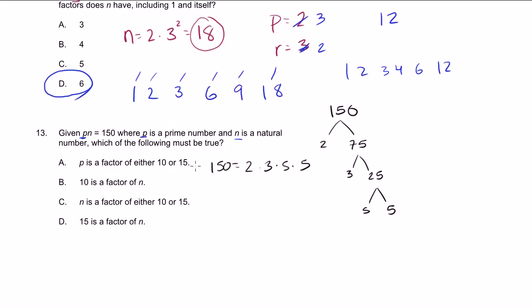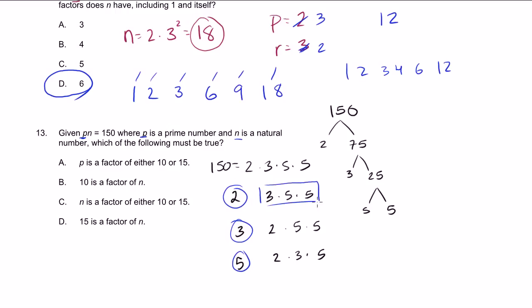So p could be any of these numbers. For example, if p was 2, then n would be 3 times 5 times 5. If p were 3, then n would be 2 times 5 times 5. If p were 5, then n would be 2 times 3 times 5. Let me make this a little bit clearer. These are my p's, because p has to be one of the prime factors of 150, and then n is whatever's left over when you divide by that p, in each of these cases.